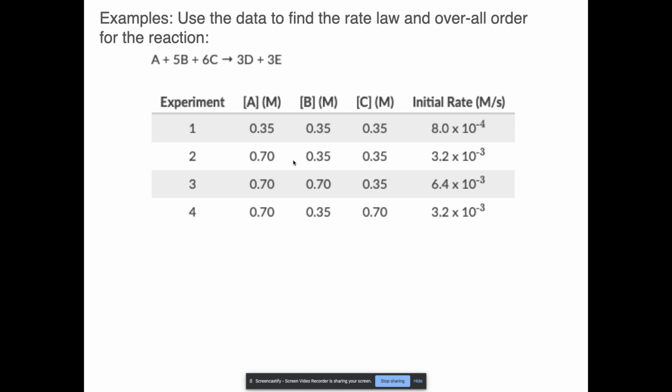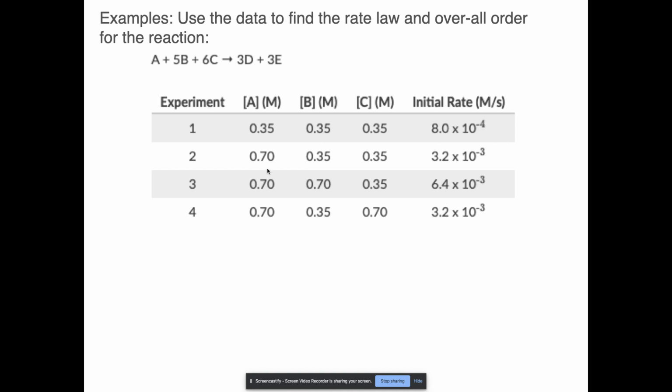So going from here to here, what's happening to my initial rate to get from 8 times 10 to the negative 4 to get to 3.2 times 10 to the negative 3? So again, it's looking like I'm quadrupling this. In order to get from here to here, I would have to quadruple that amount. Okay, now let's look at B. So B is right here. Let's see if we can find what we would need to compare them to in order to get B.